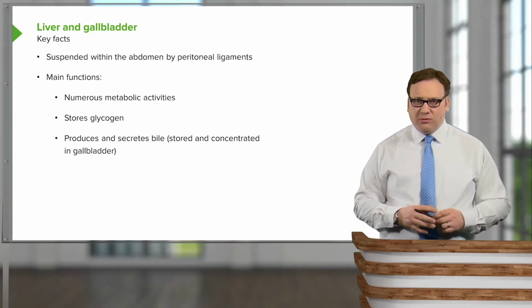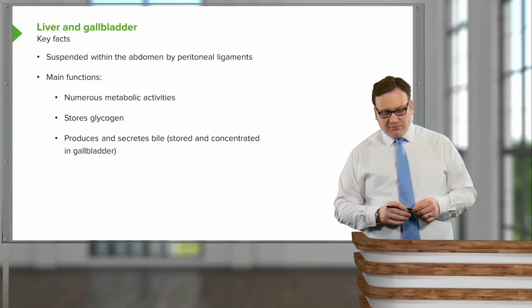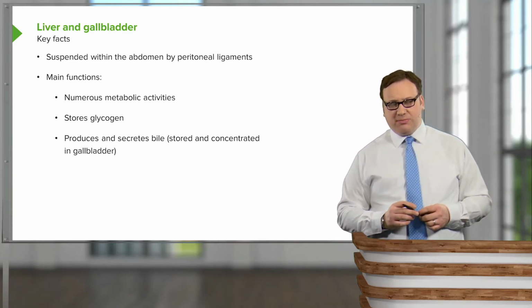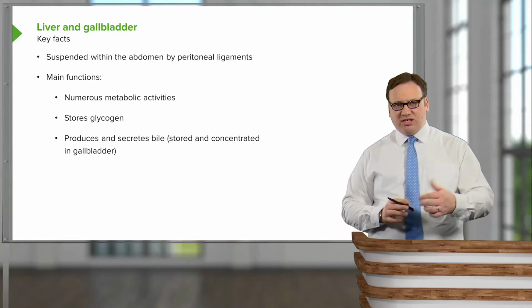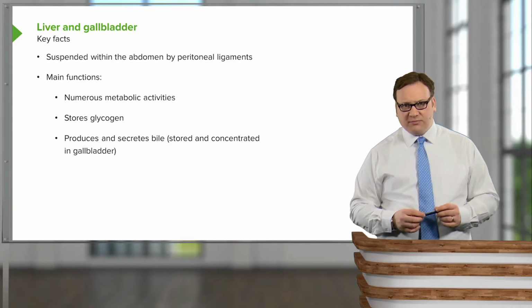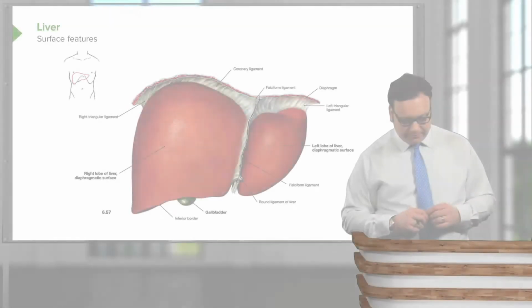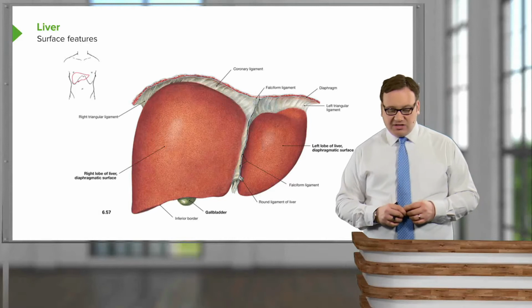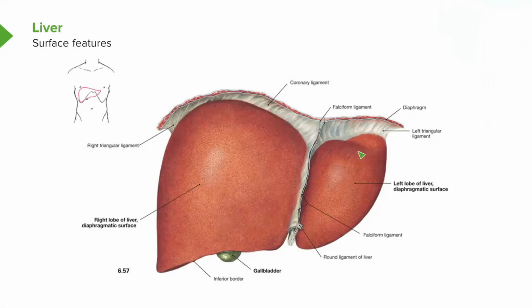The liver is suspended within the abdomen by peritoneal ligaments, primarily via coronary ligaments that suspend it from the diaphragm. And I've mentioned the numerous functions of the liver, its metabolic activities, storing glycogen and producing bile. Let's have a look at the surface features of the liver which we can see. This little man here is indicating the gross position of the liver, but we can see that this is going to be down the right side, so we have this nice large right lobe of the liver. We have this much smaller left lobe.